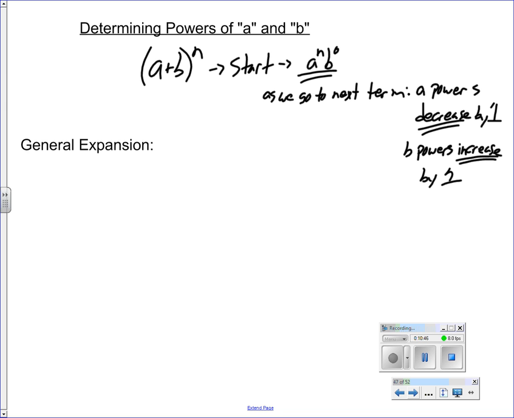So we go a to the n, then down to n minus 1, n minus 2, and keep going down until there's no more powers of a left. b will start at b to the 0, move up to b, then b squared, b to the third, until it gets up to b to the n.